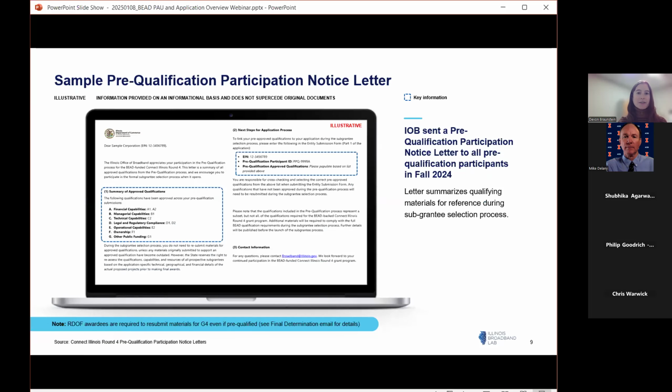This slide shows a snapshot of that pre-qualification participant notice letter. So if you did participate in pre-qualification, make sure you have this letter handy, really important to help you get past some of those materials that have already been pre-qualified so you can move swiftly through that entity submission form.